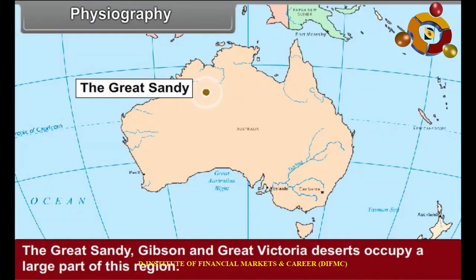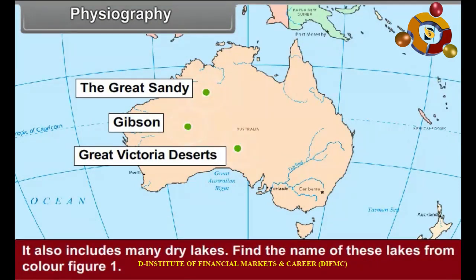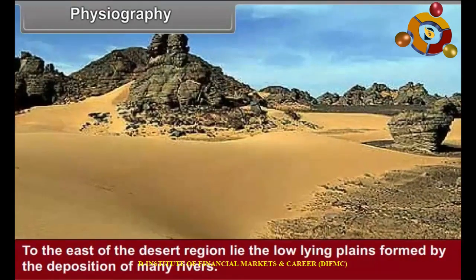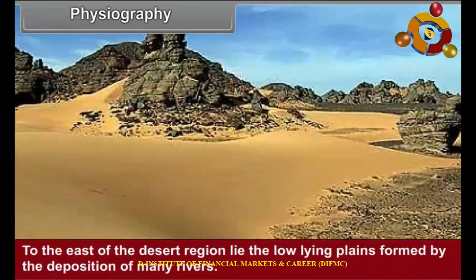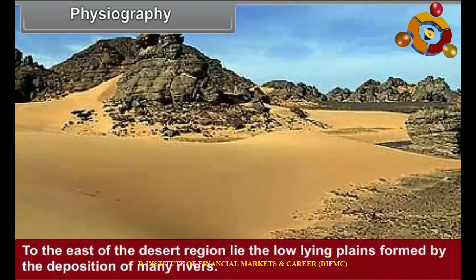The Great Sandy, Gibson and Great Victoria deserts occupy a large part of this region. It also includes many dry lakes. Find the name of these lakes from Color Figure 1. To the east of the desert region lie the low-lying plains formed by the deposition of many rivers.